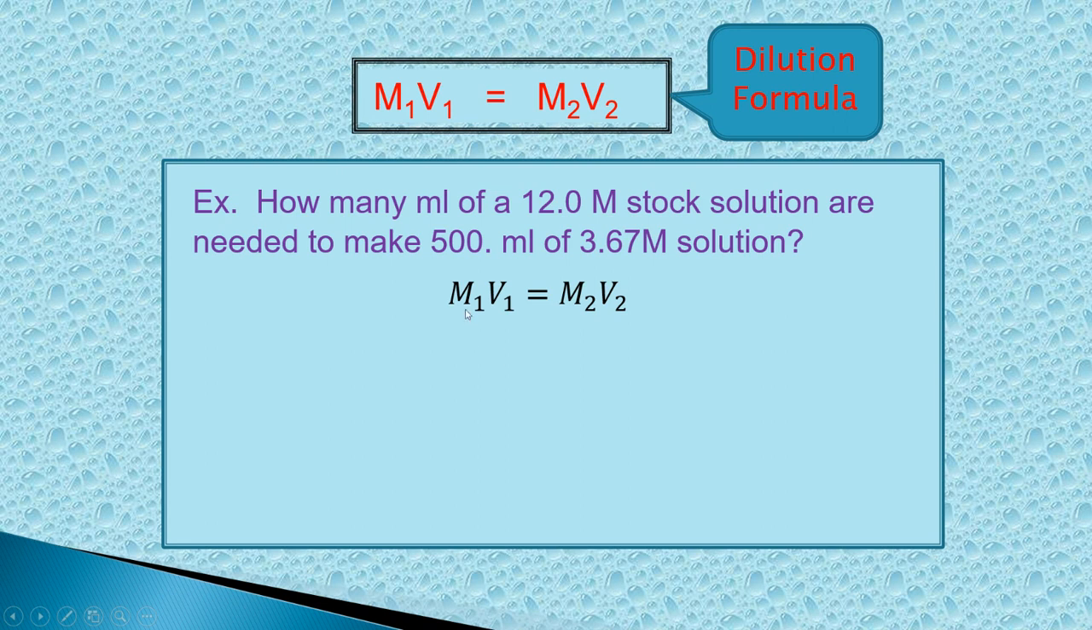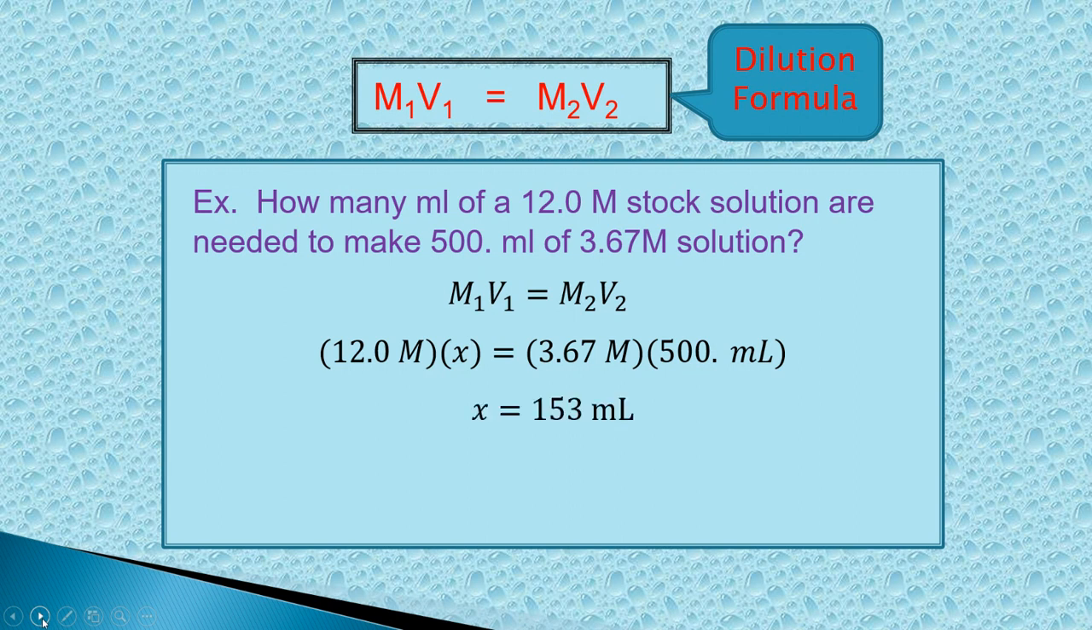So now let's plug in. So the first thing we need is the molarity of our concentrated solution. That's going to be the 12 molar. Remember, concentrated means it has a higher molarity. So we'll put our 12 molar on this side. V1, that's going to be our X because it's asking us how many milliliters of that 12 molar. Our M2 is the molarity of the dilute solution, which is going to be the 3.67, and the volume of that dilute solution is 500. Once we've plugged in, we'll just solve for X. And so this is telling us that we would need to measure out 153 milliliters of that concentrated solution to make this dilute solution.